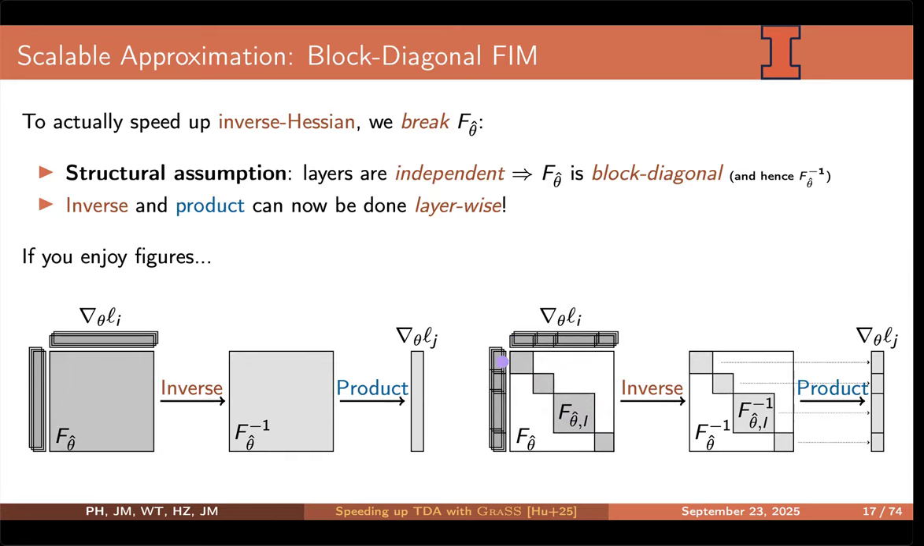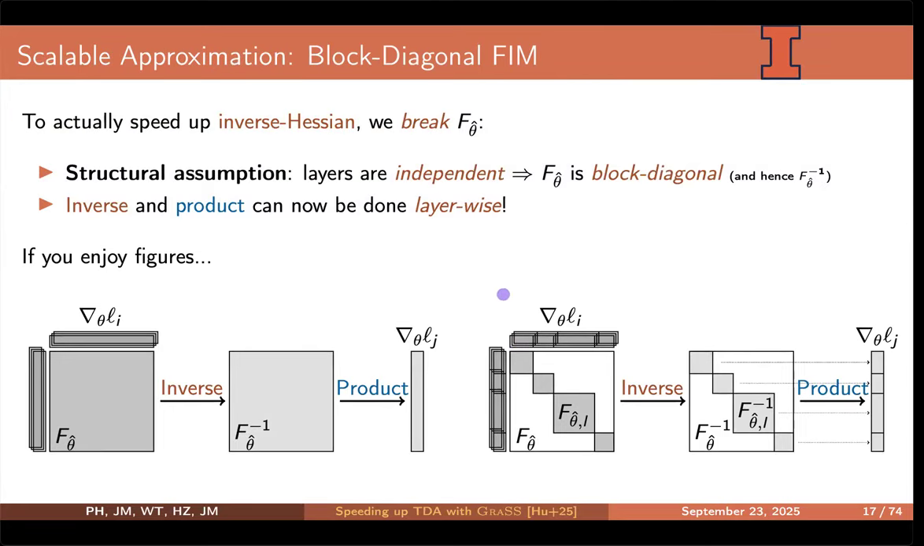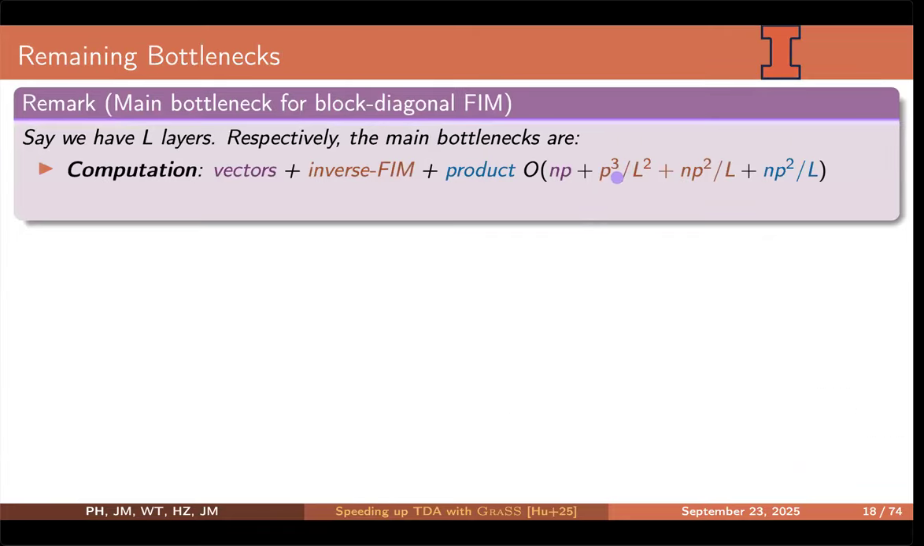And we see once we assume that, we can take the inverse by literally just taking the inverse of these smaller blocks. And we can also do the products with the per sample gradient layer by layer, or block by block. So this will become very efficient. And to see the actual computation gain, let's say we have L layers, and each layer receives roughly the same parameters. So each layer receives roughly P over L parameters. So each block is now P over L by P over L. So we can basically replace O(P) by P over L as the previous inverse FIM complexity and also product complexity.